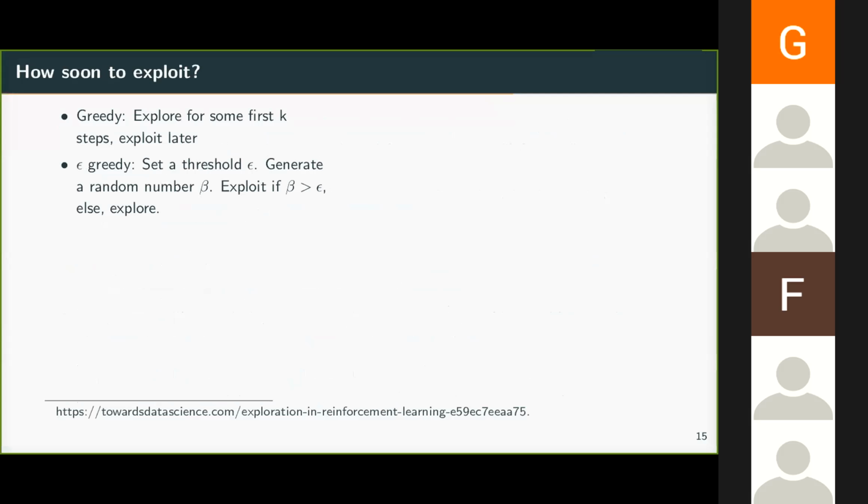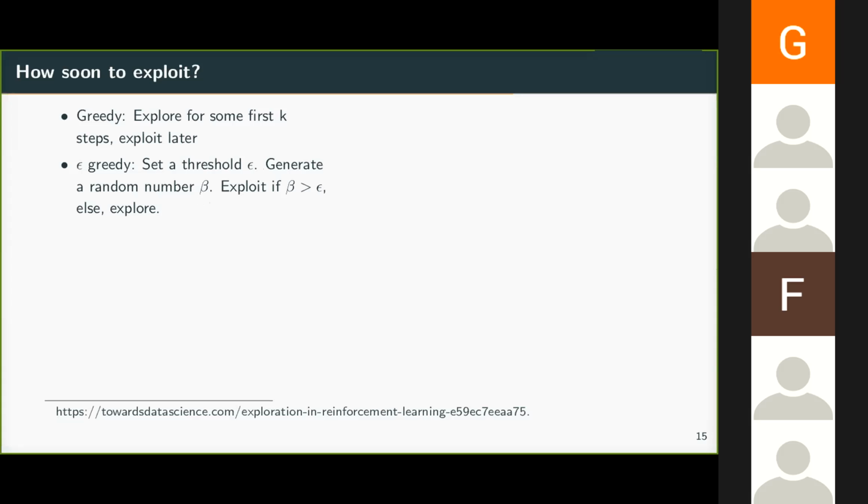Then there is something else called epsilon greedy. Epsilon greedy is a small variation. You generate a threshold, say the threshold is 0.4, simply some number between 0 and 1. Then every time you want to take an action, you generate a random number, beta. Now, if beta is greater than epsilon, you will exploit. If beta is less than epsilon, you will explore. So this way, exploration happens all throughout the game and not only during the initial part of the game.